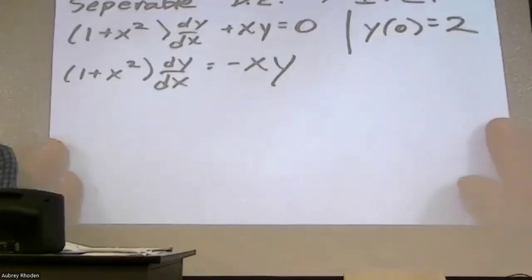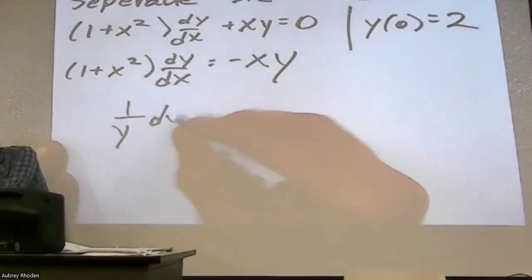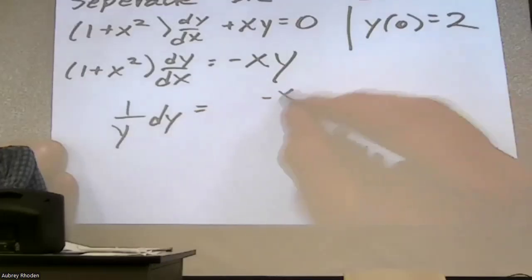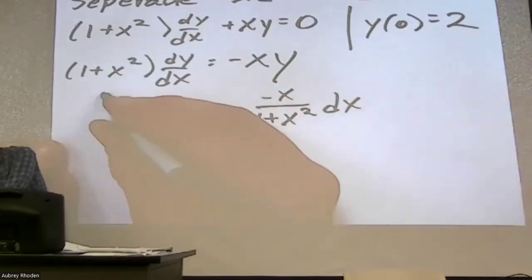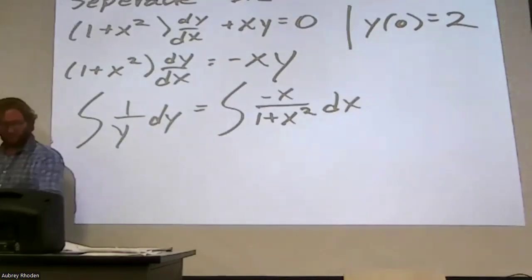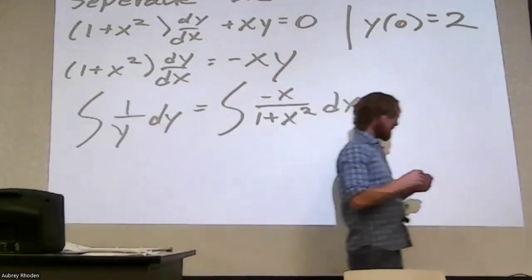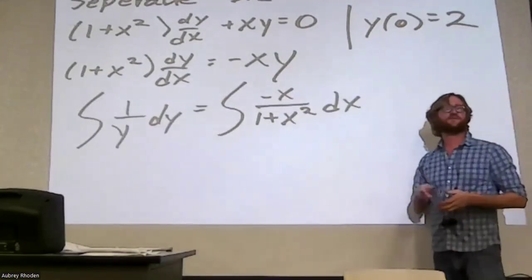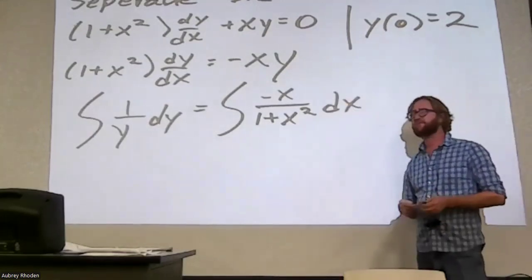So that would give me 1 divided by y dy is going to equal negative x divided by 1 plus x squared dx, like that, and then we can integrate both sides. Now the integral of 1 divided by y is not bad. It's just the natural log of y. It's a standard integral.